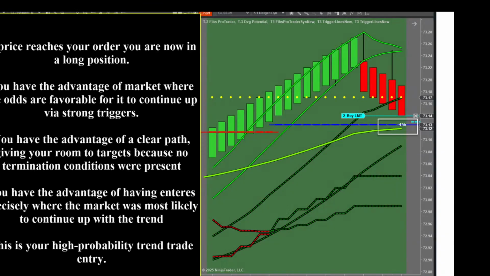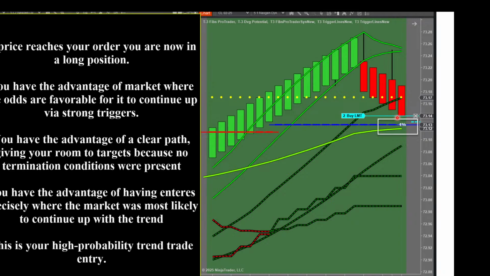And the cool thing is if they do, you are in a long trade. You're in a position. And not only are you long, but you're long because you have the advantage of a market which told you that the odds are favorable that it will continue up with the trend. You are in a long trade with the advantage of a clear path. There is absolutely nothing on your large chart that suggests that a bounce is imminent. And you're in a long trade having entered exactly where the market is most likely to continue with the trend, precisely where the small crowd is most likely to fail.